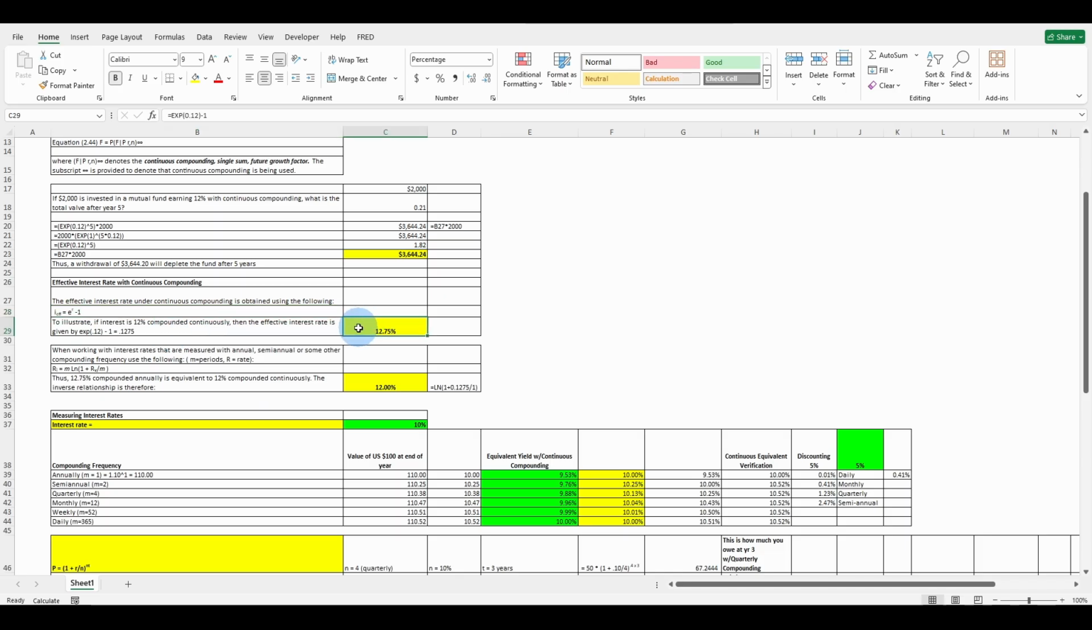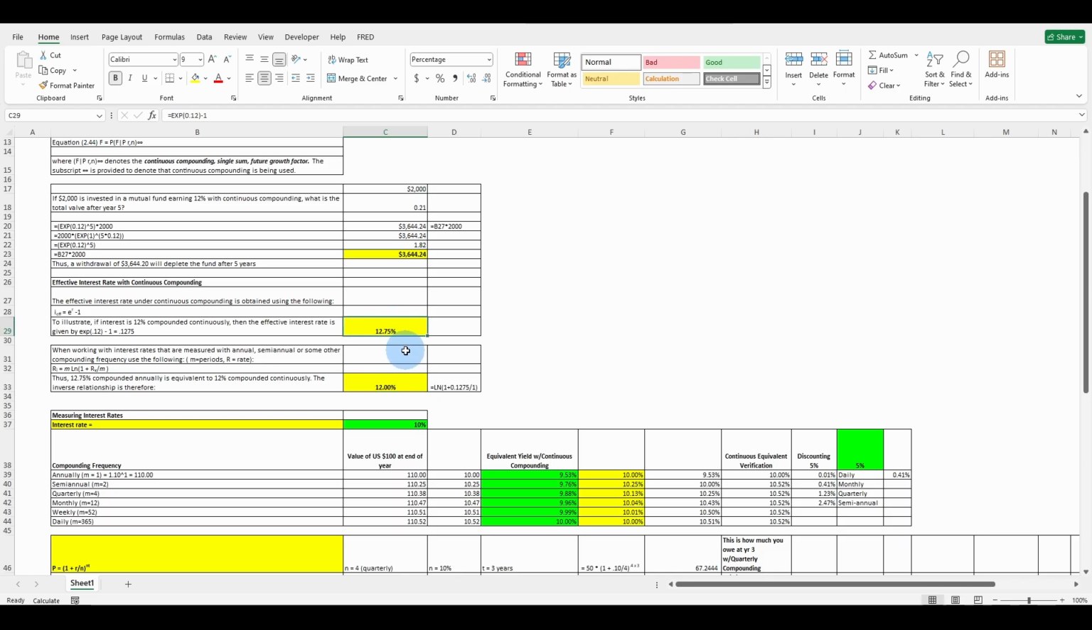which is equal to 12.75%. When working with interest rates that are measured with annual, semi-annual, or some other compounding frequency, use the following. M is equal to periods, R is equal to rates. R is equal to M times the natural log of 1 plus R over M. Thus 12.75% compounded annually is equivalent to 12% compounded continuously. The inverse relationship is therefore 12%. Got it? 12% continuous compounding is equal to 12.75% annual.